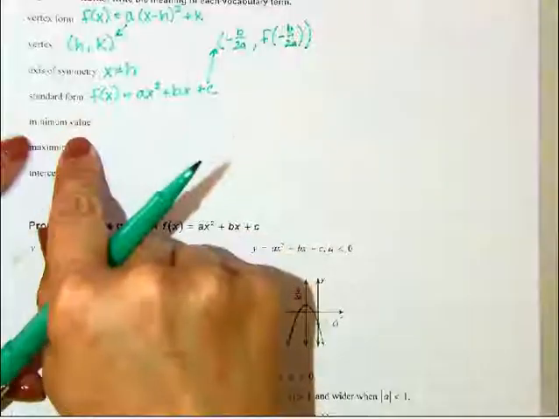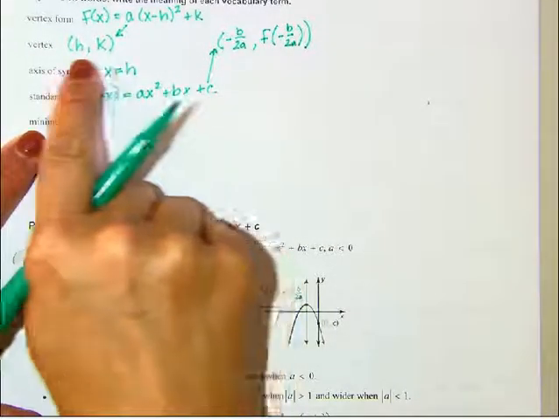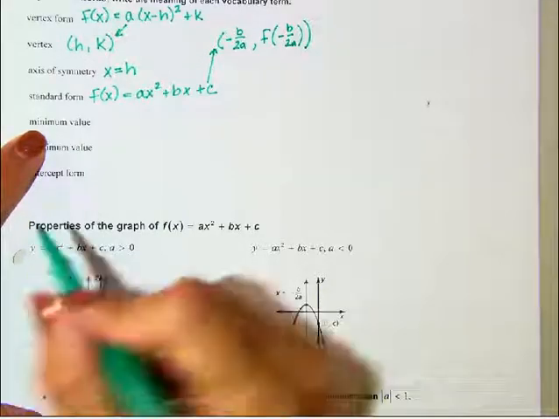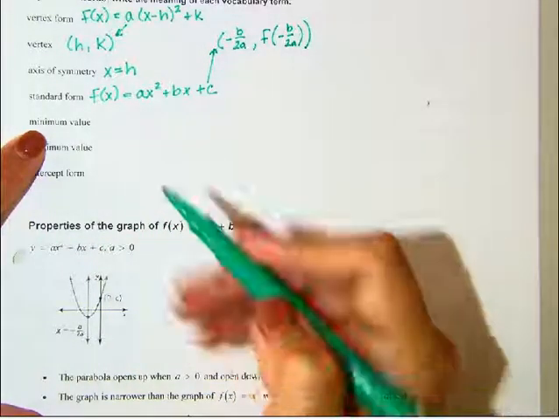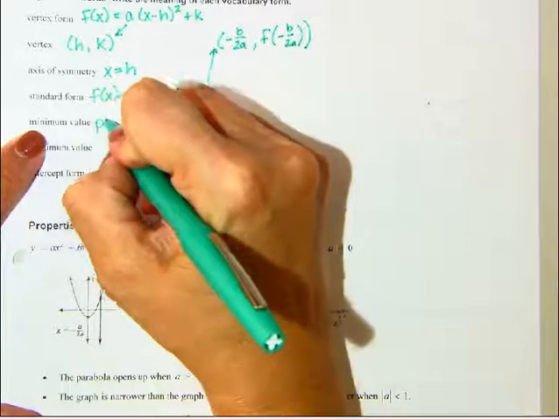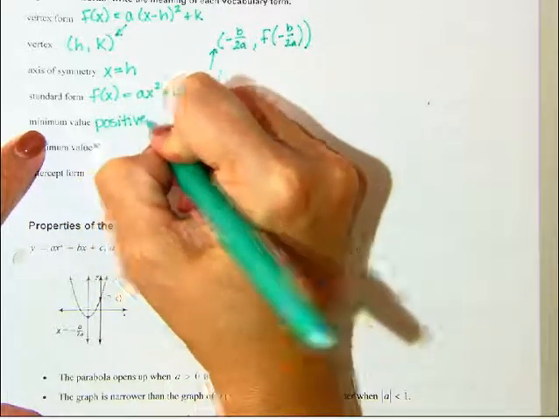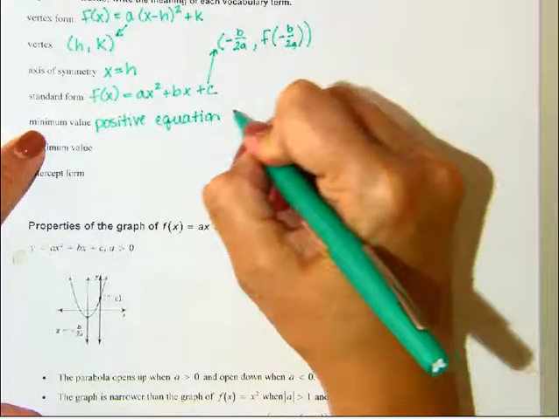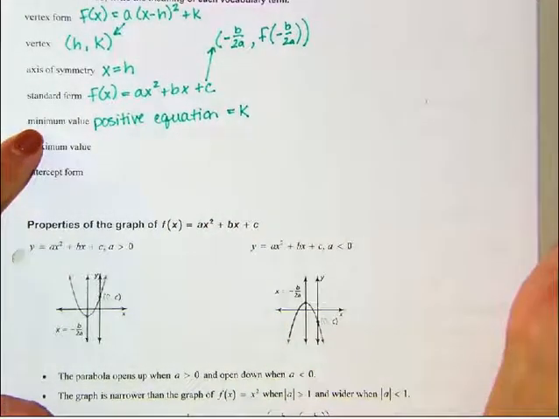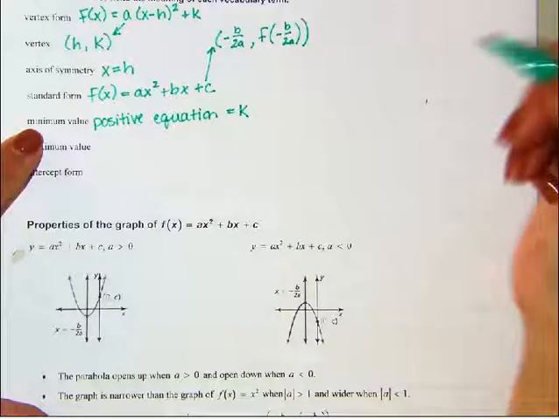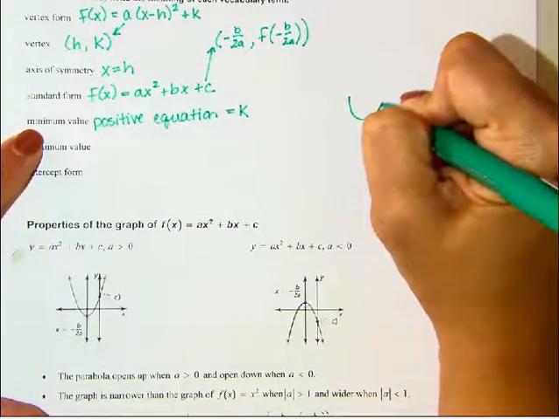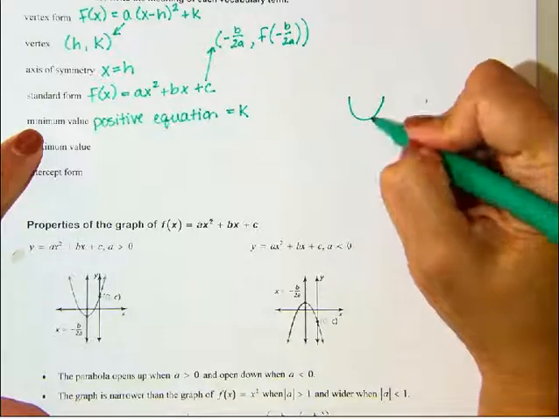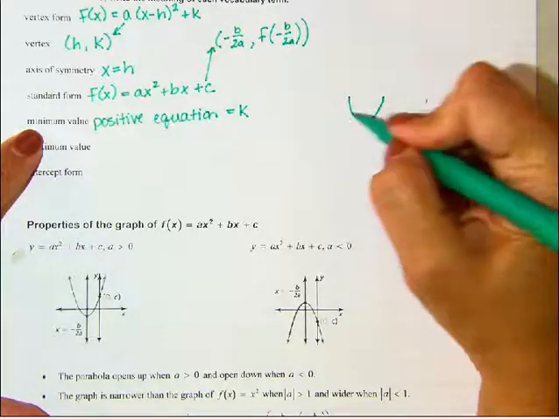The minimum value, now I'm just going to refer to my vertex as (h, k), okay? So the minimum is the y value if it's a positive equation. It's the k, it's the y value. But it has a minimum because we know a positive equation has a vertex at the bottom. It doesn't keep going down, so it's a minimum, because it then just goes up.